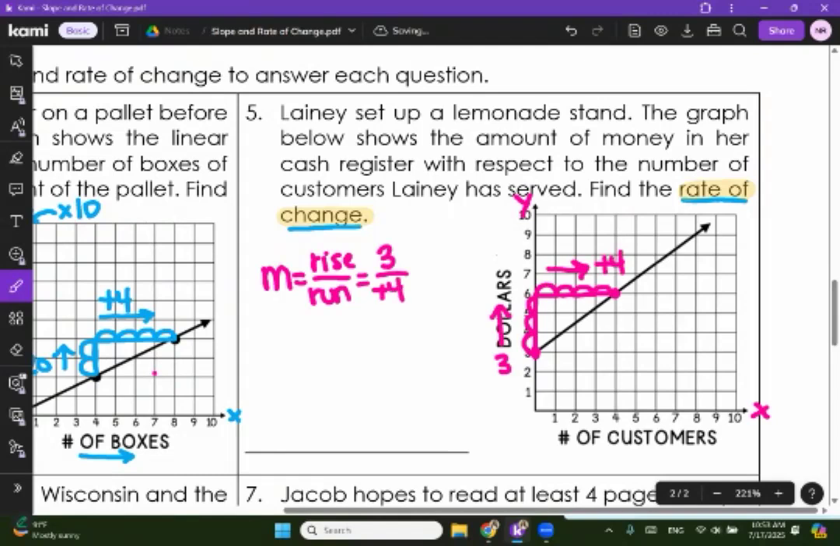You type 3/4 into the calculator and it's not going to simplify. It is in its simplest form. So that means the rise describes dollars, $3 per. Remember, per is that word that we use to describe slope. My run describes customers. So $3 per 4 customers.